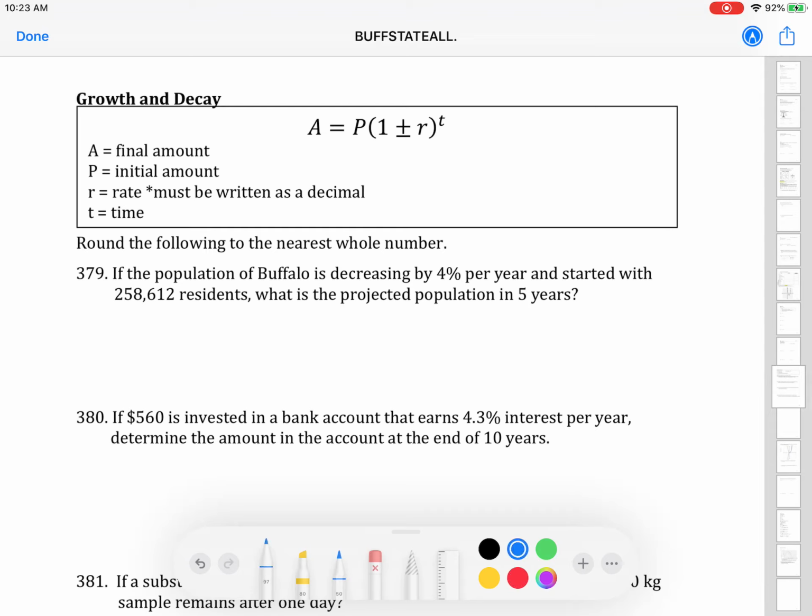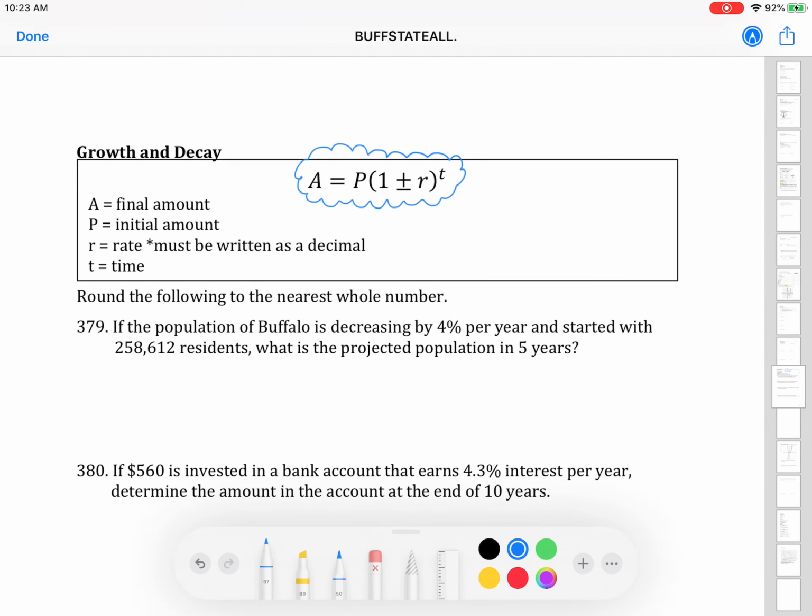All right, now applying this to some real life scenarios, we're going to go over a formula called growth and decay. So that's this formula right here at the top. Everything within this box does not need to be memorized. This box will be given whenever needed on a test or a quiz, just like the rest of your formulas.